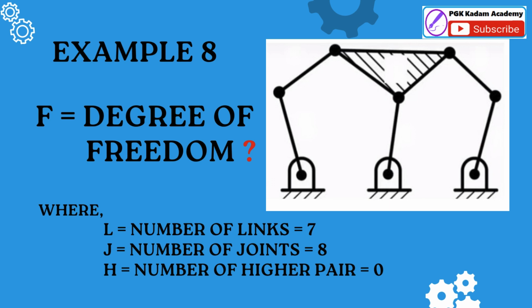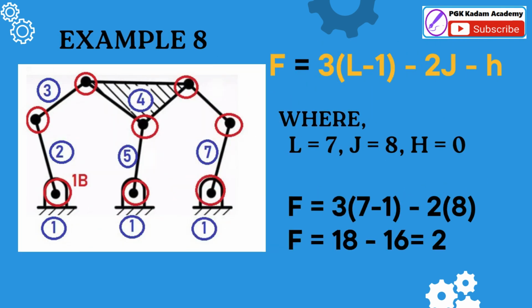Example 8, shown in the figure, determination of degrees of freedom of this planar mechanism. Degree of freedom F equal to 3 times (L minus 1) minus 2 times J minus H. Here shown in the figure by observation of the mechanism, L equal to number of links in the mechanism is 7, J equal to number of lower pairs in the mechanism is 8, all are turning pairs or binary joints shown in figure by red circles.